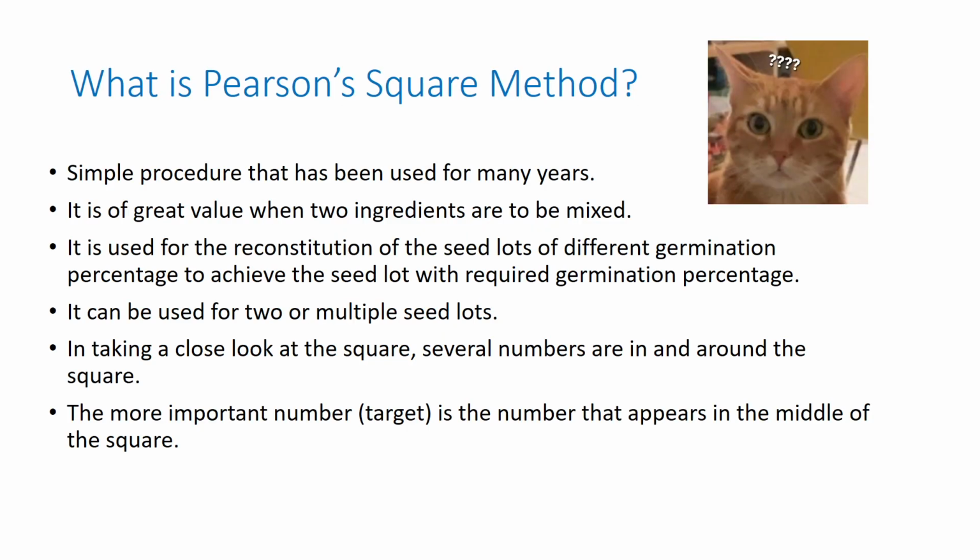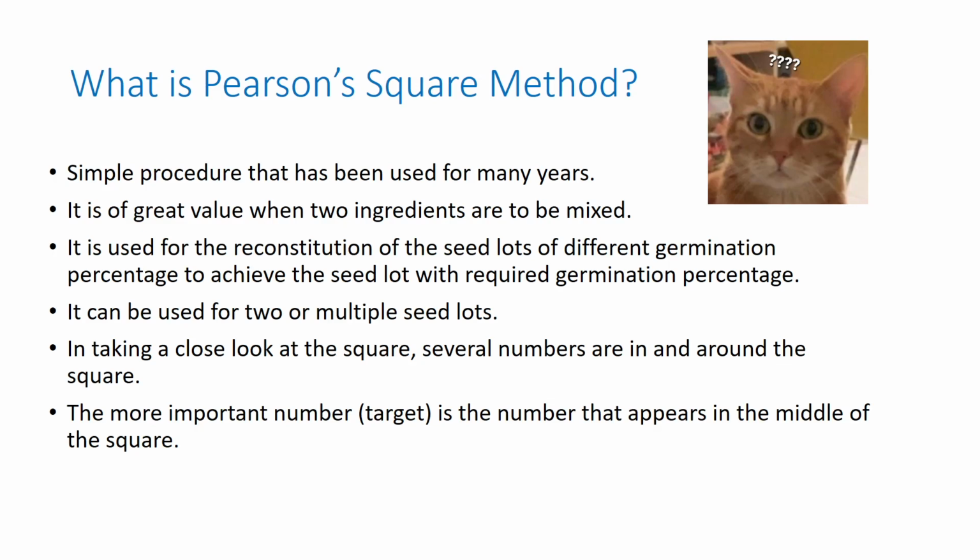So let us first see what exactly is Pearson's square method. It is a simple procedure that has been used for many years and mostly when two or more ingredients are to be mixed. When it comes to the plant sciences, it is used for the reconstitution of seed lots of different germination percentage to achieve the seed lot with required germination percentage. So it can be used either for the two seed lots or even for the multiple seed lots.